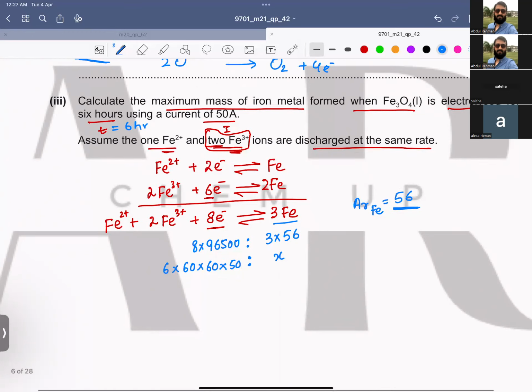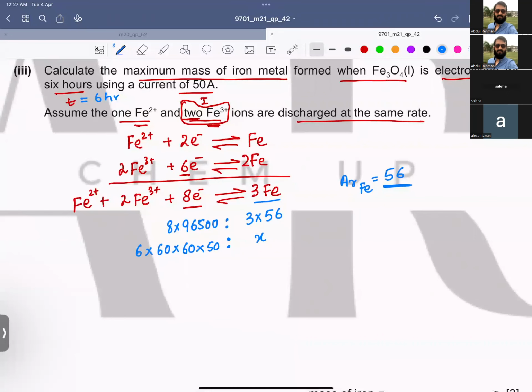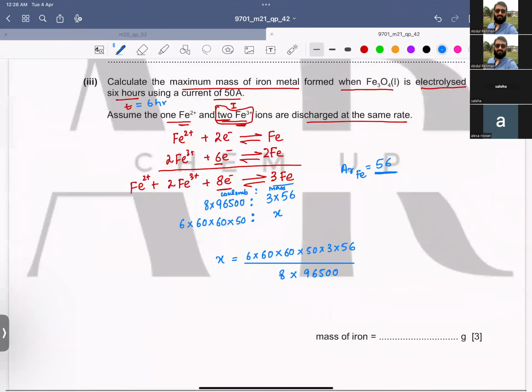Yes. Beta, if anyone has any query in this, please ask. We have taken the ratio of coulombs and mass. So X would be 6 times 60 times 60 times 50 times 3 times 56 divided by 8 times 96500. Yes, can anybody solve and tell me the answer?